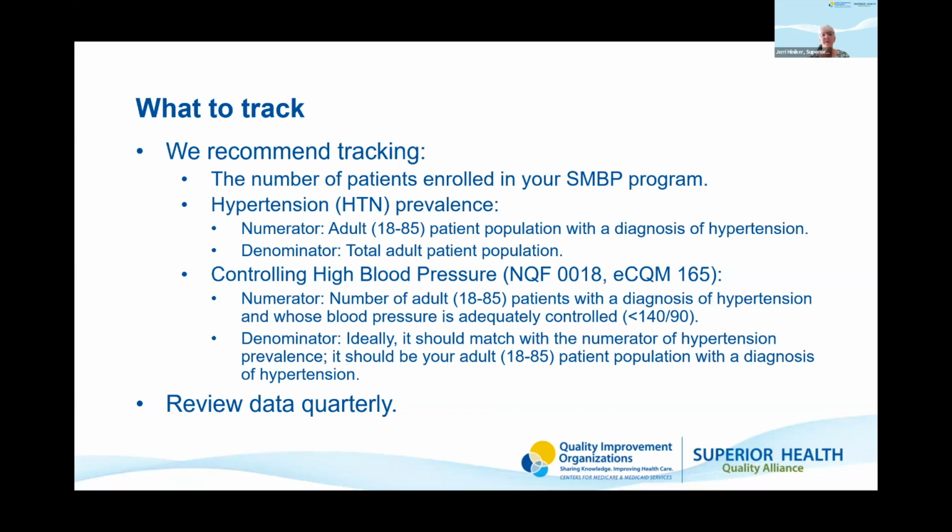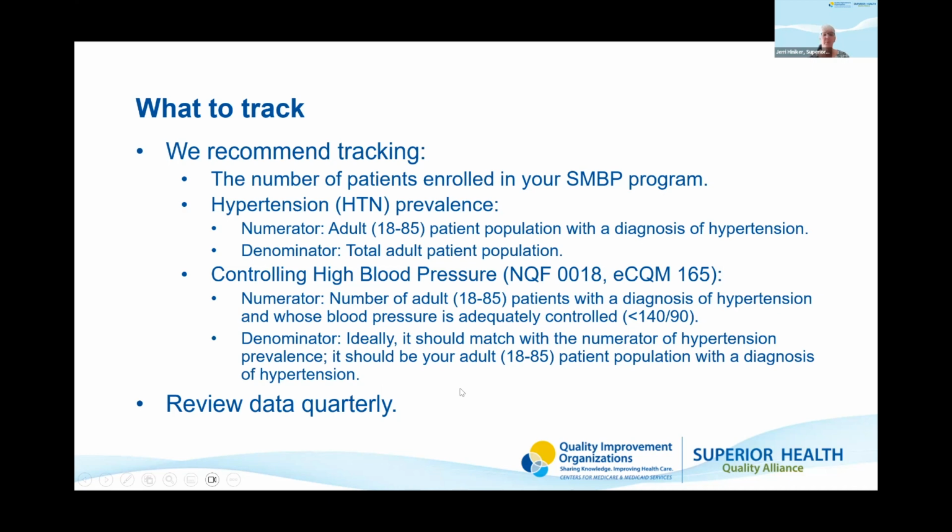So for here, it's going to be your numerator. It's going to be your adult patients, again, 18 to 85, who have that diagnosis of hypertension and whose blood pressure is adequately controlled. And we're using the numbers 140 over 90 or below as those who are adequately controlled. Your denominator, then, you're going to want to match up with your numerator. So again, it's going to be your adult population, 18 to 85, who have been diagnosed with hypertension. So that's what you're going to want to take a look at.